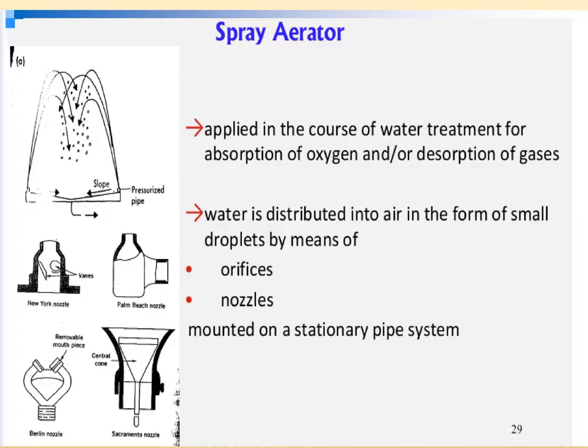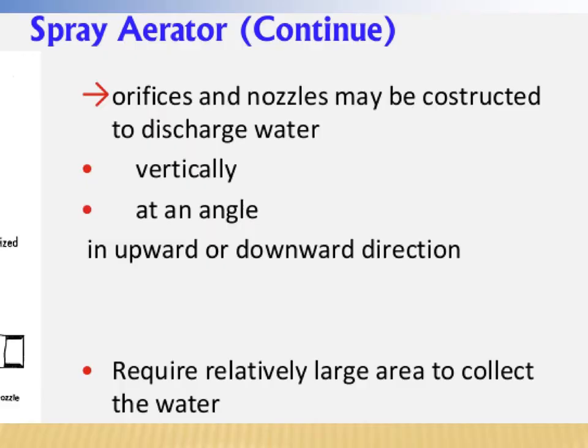Next one is the spray aerator. The name itself gives what a spray aerator is. That is, water is distributed in air in the form of small droplets by means of orifices or nozzles. That is, we pressurize the water in air. It requires a large area to collect the water. That is its disadvantage. We need a large area.